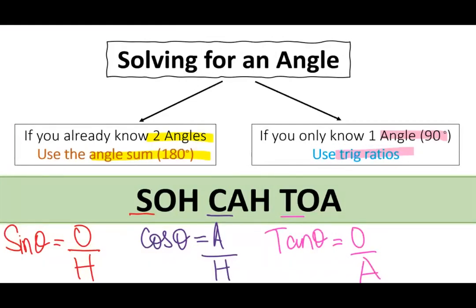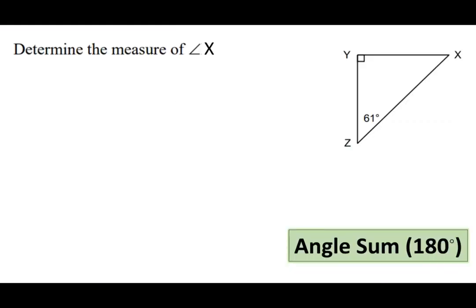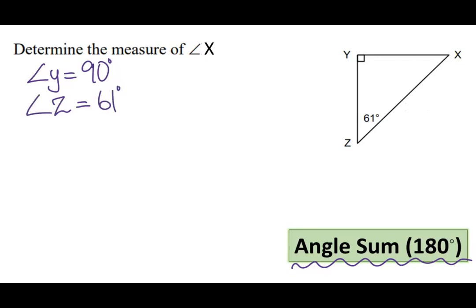Let's do our first example. Determine the measure of angle x. So we need to find angle x. And just by looking at it, we can tell that two of the angles are given. That means we're going to use the Angle Sum Theorem. Let's write down what is given to us first. We know angle y is 90 degrees. We know angle z is 61 degrees. And we need to find angle x. So let's write down what we need to find.